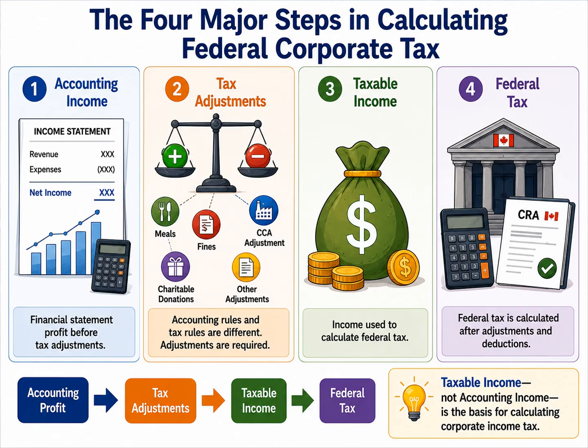Once all of these adjustments have been made, the result is the corporation's taxable income. This is one of the most important concepts in corporate taxation because taxable income, not accounting income, is the amount used to calculate federal corporate income tax. The final step is calculating the federal corporate tax. After determining taxable income, the applicable federal tax rules are applied to compute the corporation's tax liability. This calculation forms the basis for determining the federal tax payable before considering available tax credits and installment payments.